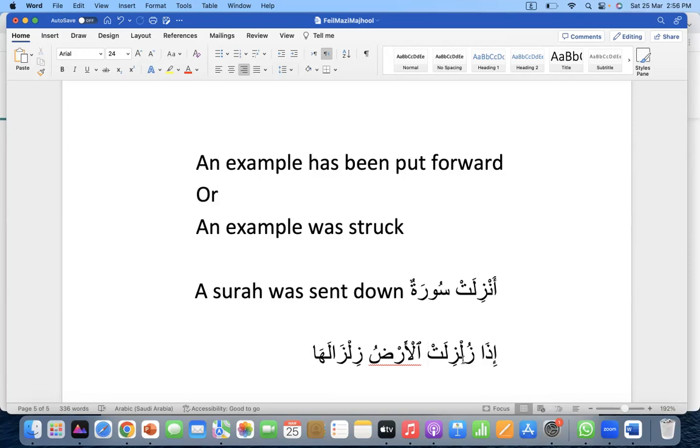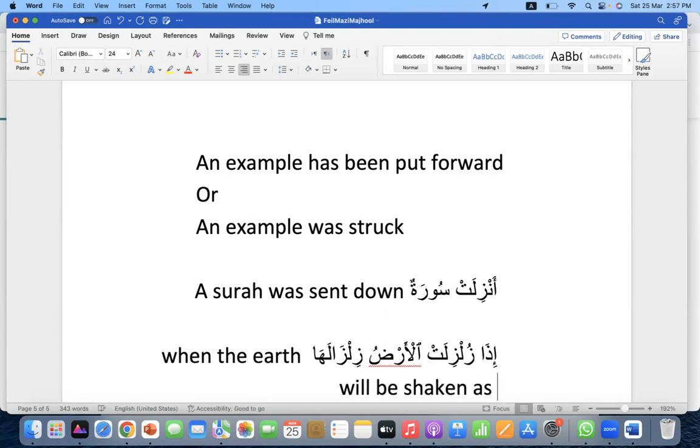So how will you translate Iza zulzilatil arzu? Iza is when. When the earth, the earth will be shaken, because you have to use the present. Will be shaken as a violent shaking. Very violent shaking.